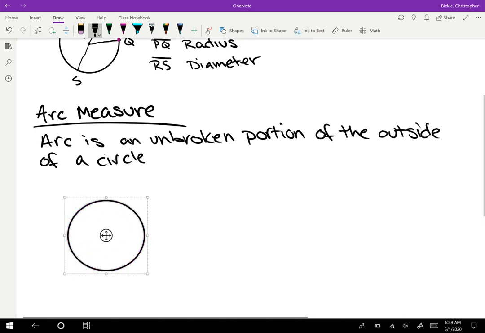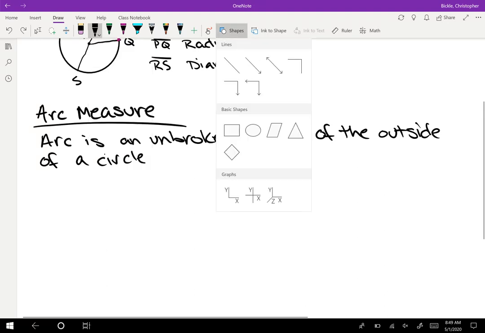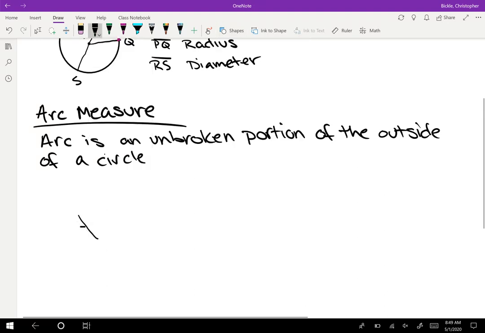Let's see if we can change that to black. There we go. Oh, that's more of an oval. Let's undo that. Hold on. I want a circle, not an oval. Sorry, guys. So that one looks like a circle to me.